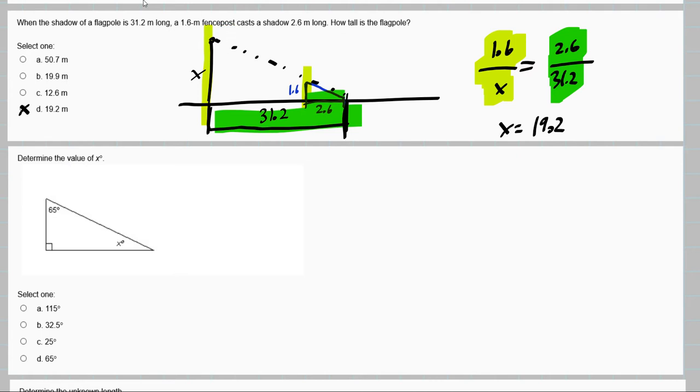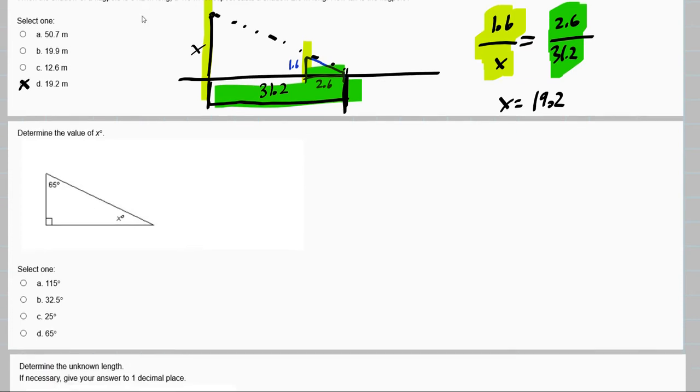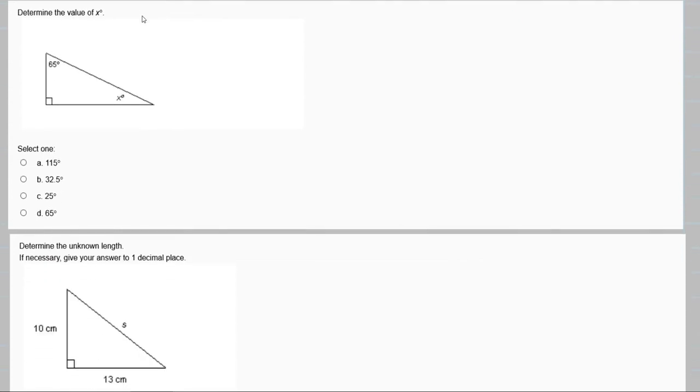Here we have to make one assumption. So it says when the shadow of a flagpole is this long, these two shadows are cast. That just means that the sun is at the same elevation, that it's not like measuring one at noon and measuring the other one at sunset, where the shadows might be really big or really small. Those questions with shadows are always going to be same time of day.